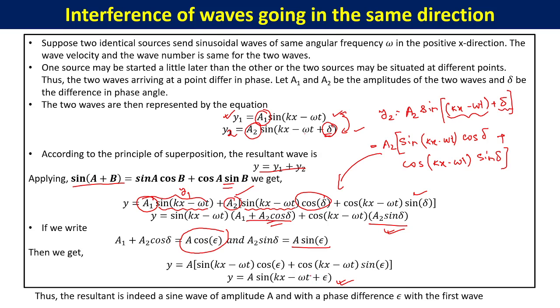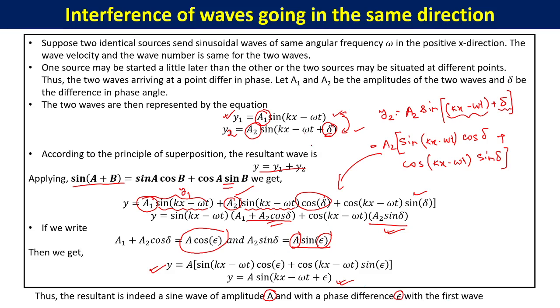Now, although I have written this, I do not know what is the value of A and what is the value of epsilon. So that we will take out in the next slide. But before that, what we have observed here is that the final wave y, which we have got after superposition of y1 and y2, is nothing but the resultant. That is what has been explained here: the resultant is indeed a sine wave of amplitude A and a phase difference epsilon with the first wave.